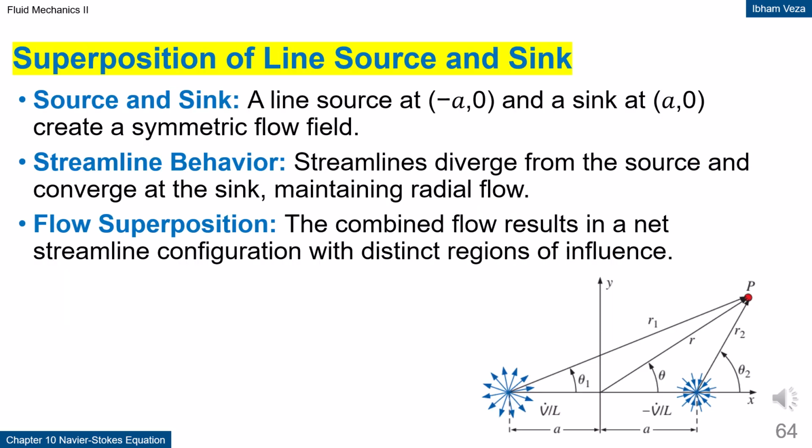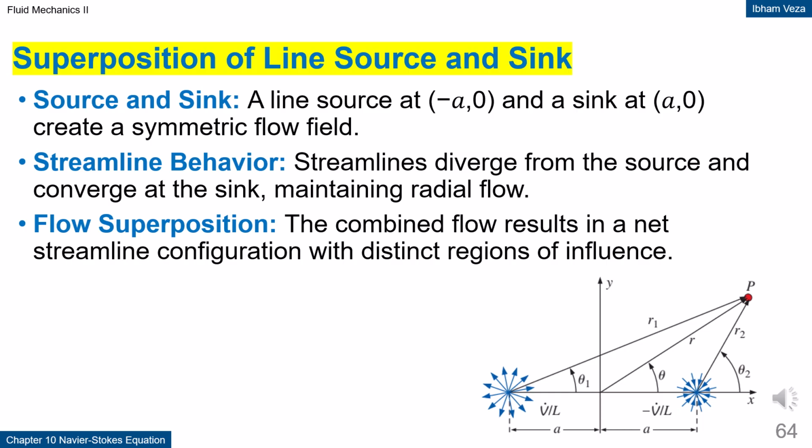Superposition of line source and sink. The combination of one source and one sink produces a distinctive and symmetric flow pattern. Streamlines emerge from the source and enter the sink. This pattern shows how fluid is transported from one location to another without mass accumulation.